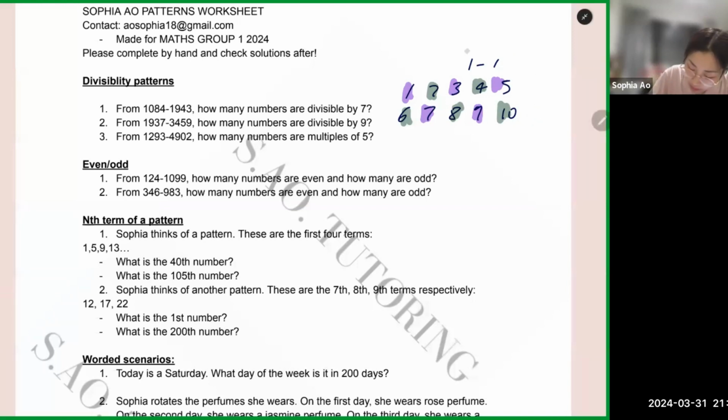Just bear with me while I edit this over here. If we had 2 to 12, I'm going to erase the 1, and I'm going to add on my 11 and 12 as well. Okay, pretend the 12 is green, okay?